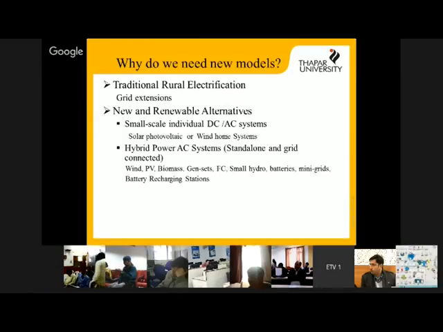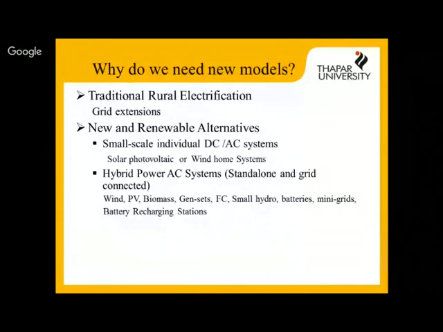So basically, why do we need new models? Because we need to expand the grid, right? And we are looking for alternative options like renewable systems. Solar photovoltaic and wind home systems are the most frequently used, and biomass is another, and small hydro is also used where we have resources. And another thing that is in fashion nowadays is called a hybrid power system. A hybrid power system is where we mix more than one kind of resource to meet the load demand.